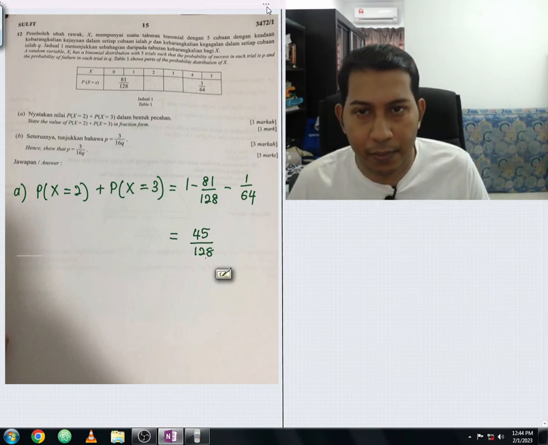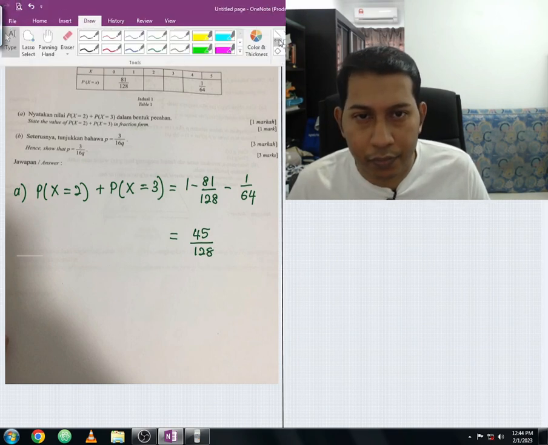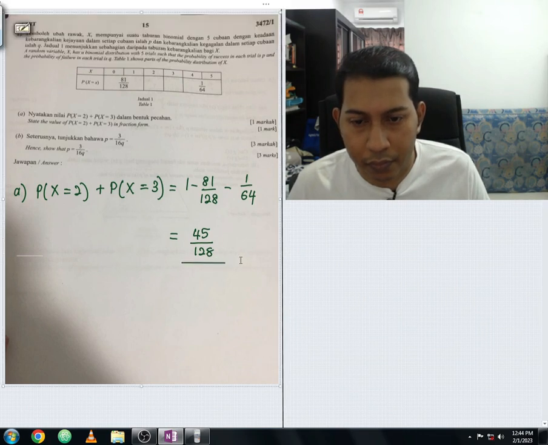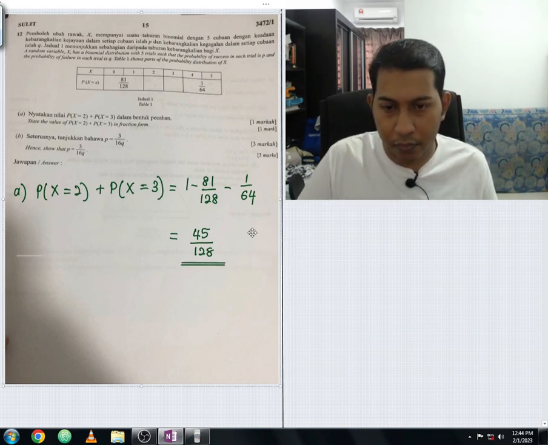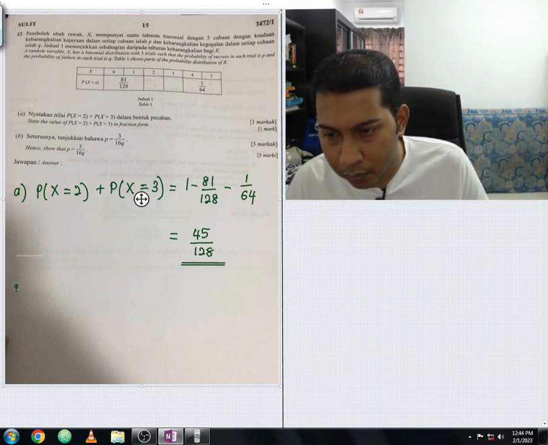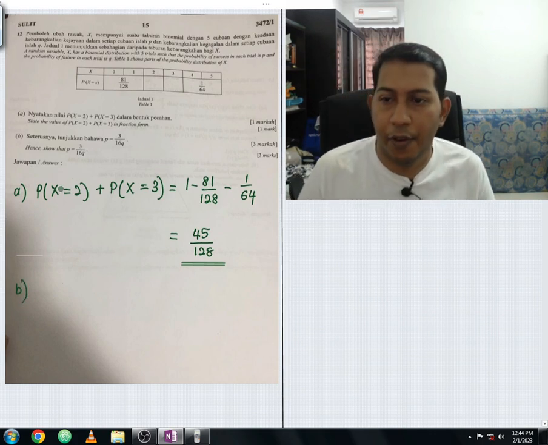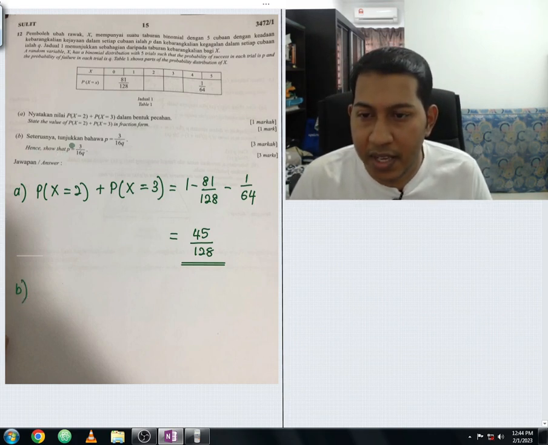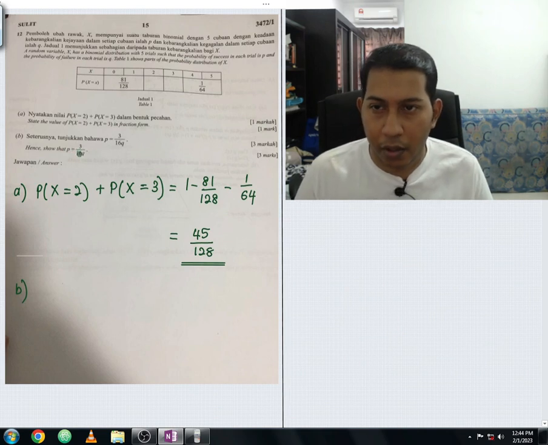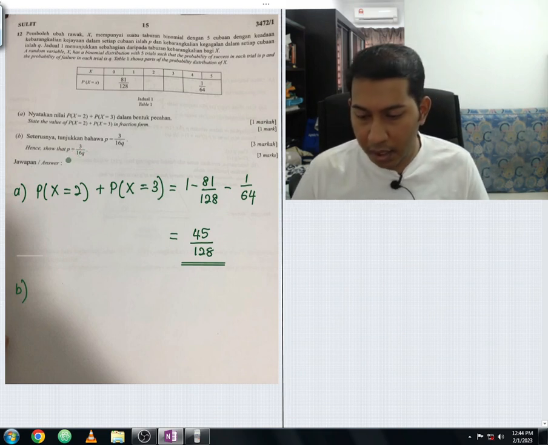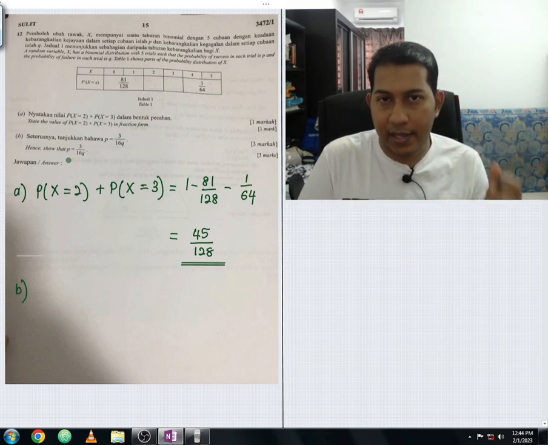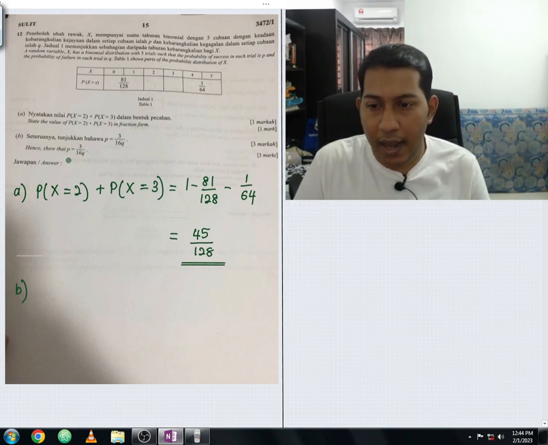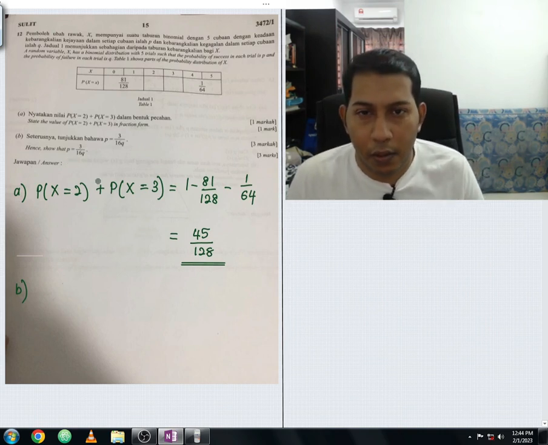Let me underline the solution. For the question part B, hence show that p is equal to 13 over 16q. So to solve part B, my advice to you is to gather as much information from the question and write it down in the working over here. So let us check them.